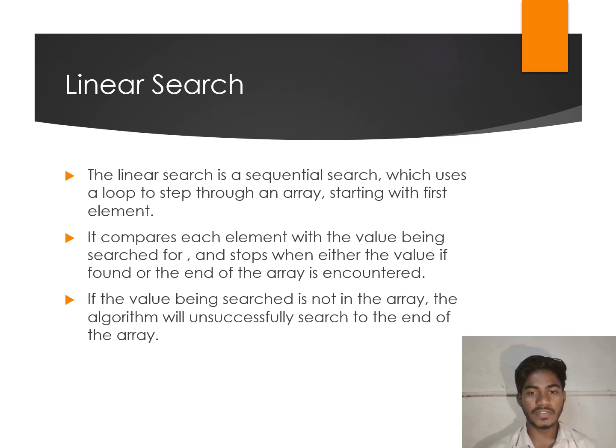Linear search is a sequential search. It works based on the comparison of two elements. It uses a loop to step through an array. It starts with the first element and compares each element with the value being searched for. If either the value is found or it reaches the end of the array, then it terminates. If the value being searched for is not in the array, then the algorithm will unsuccessfully search to the end of the array.